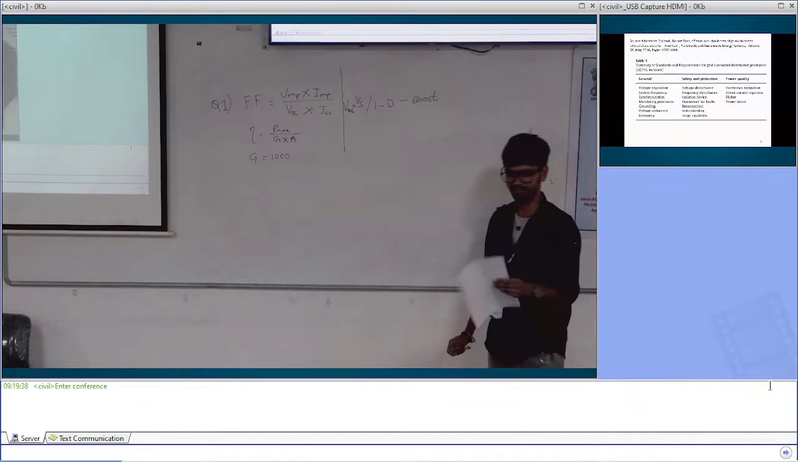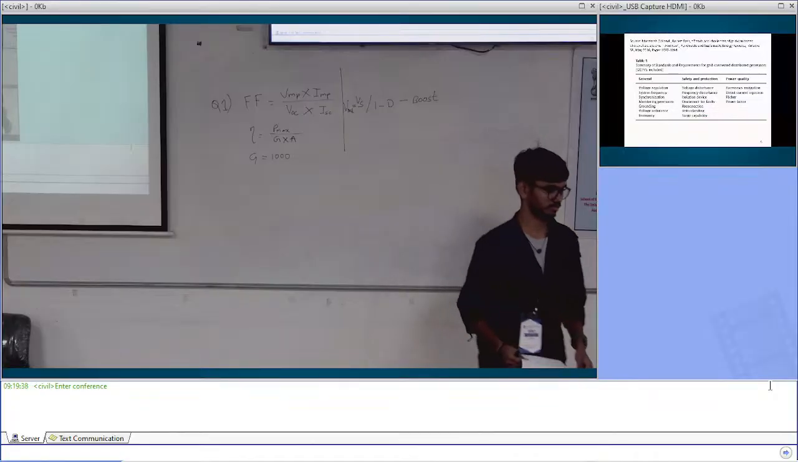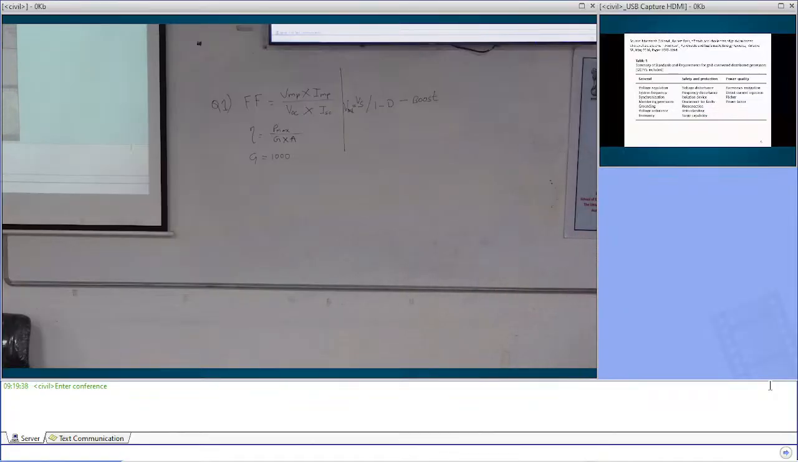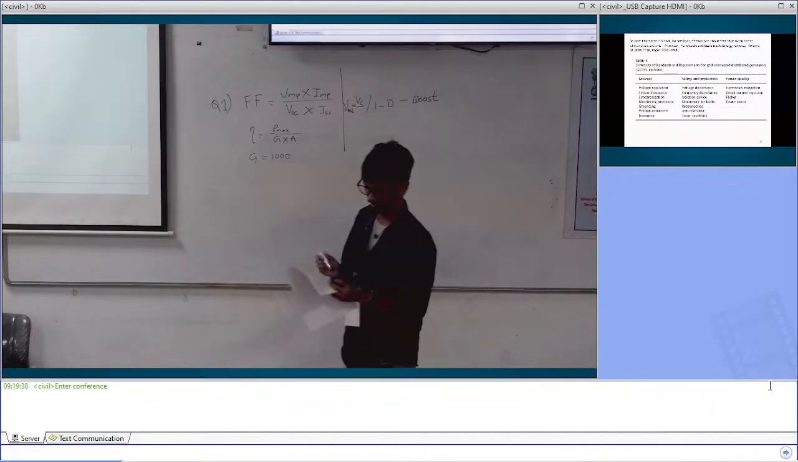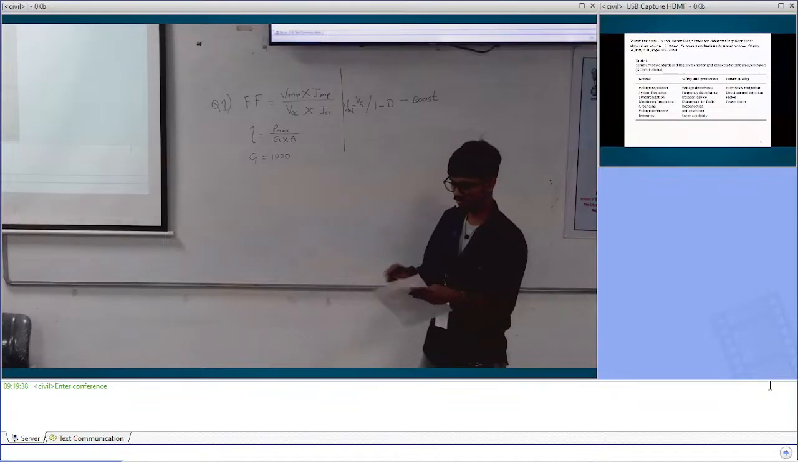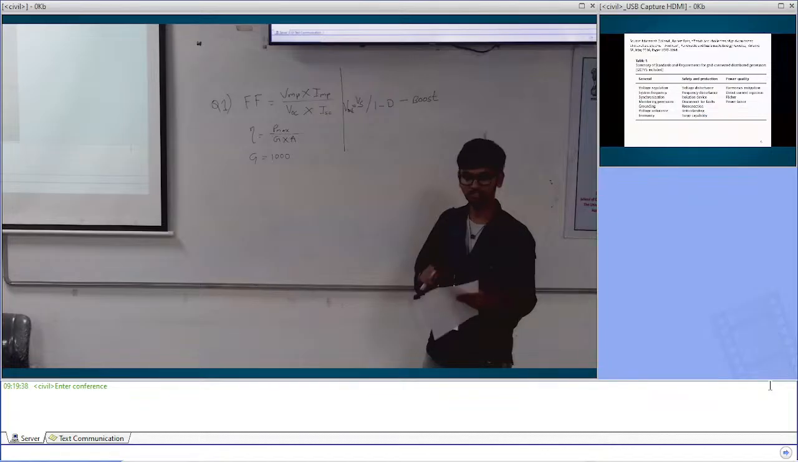So, listen everyone. For the first question, we have given open circuit voltage, VMP, short circuit current, and IMP, and we have given the module dimensions. In the first question, firstly we asked you to calculate the fill factor.